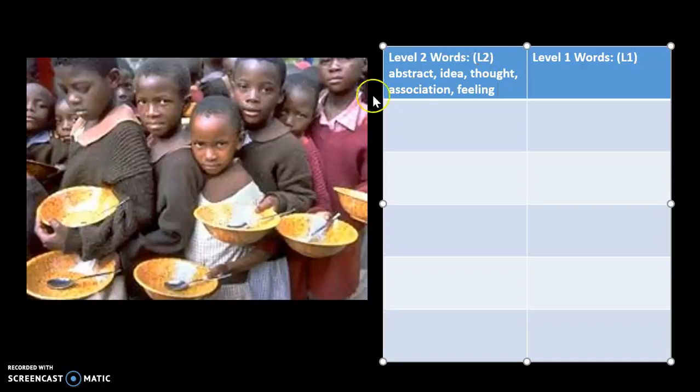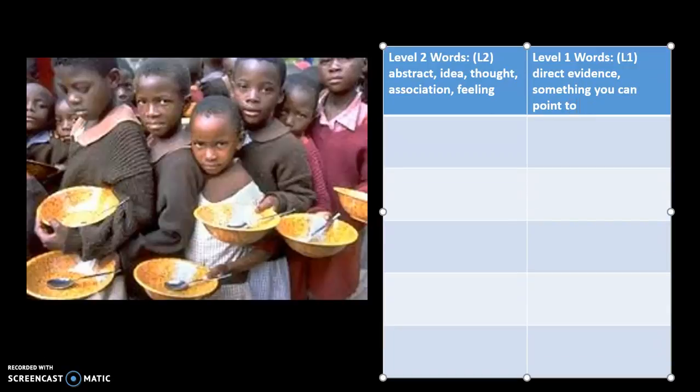And over here on the level 1 words, this is going to be direct evidence. This is going to be what you can actually point to. So make sure you get all of that down. It's direct evidence, something that you can point to. That's going to be the ring of this scenario.